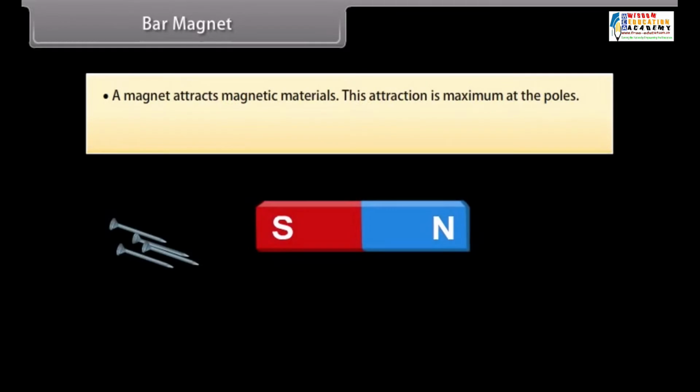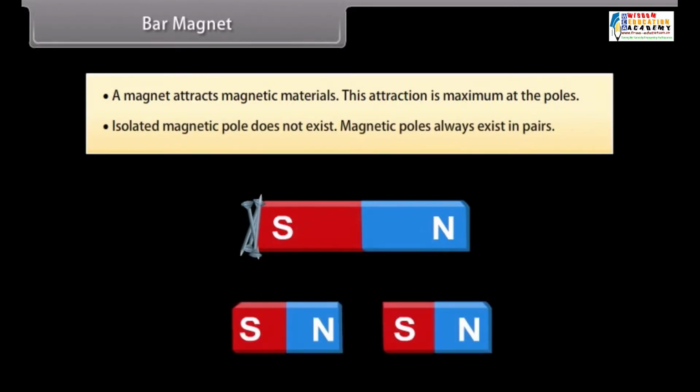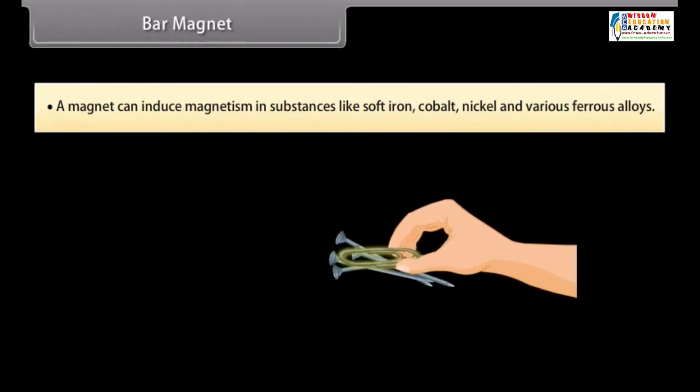A magnet attracts magnetic materials. This attraction is maximum at the poles. Isolated magnetic pole does not exist. Magnetic poles always exist in pairs. A magnet can induce magnetism in substances like soft iron, cobalt, nickel, and various ferrous alloys.